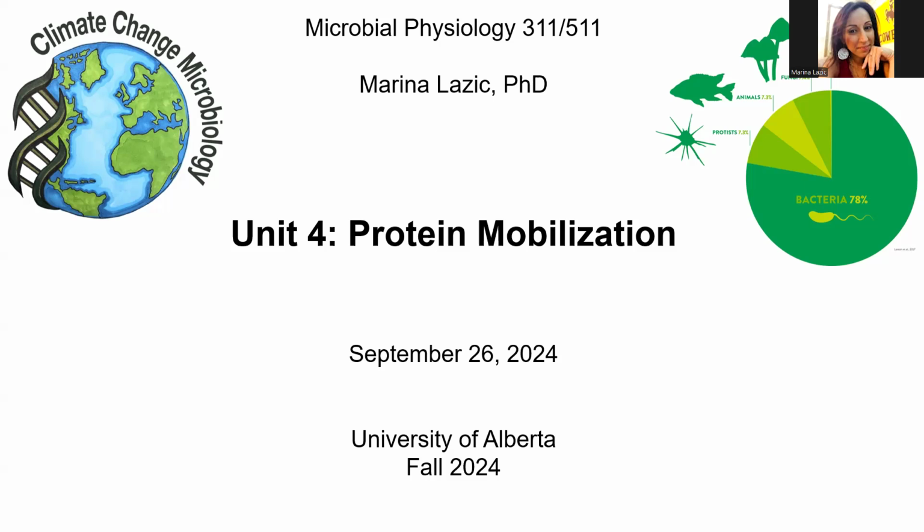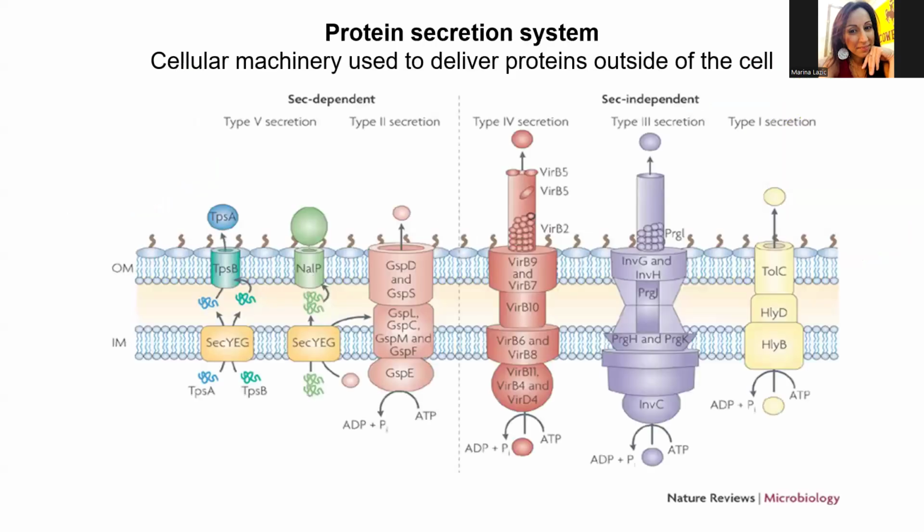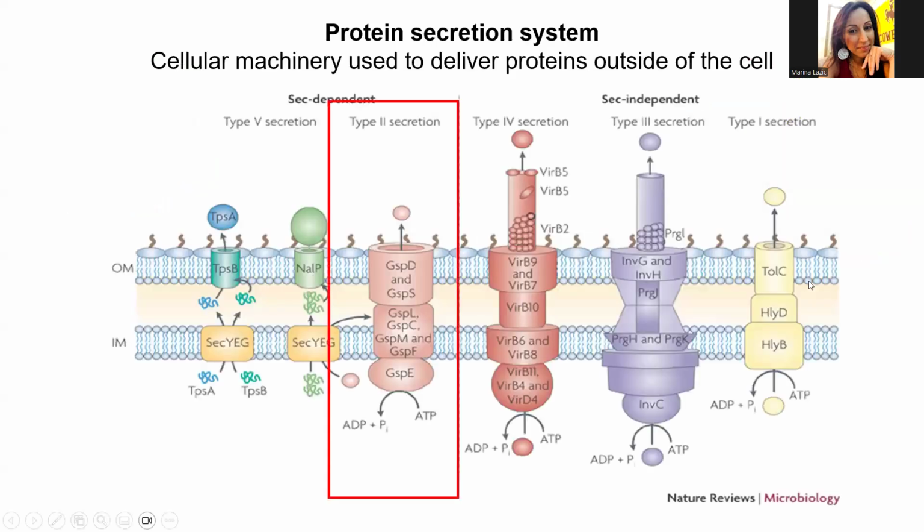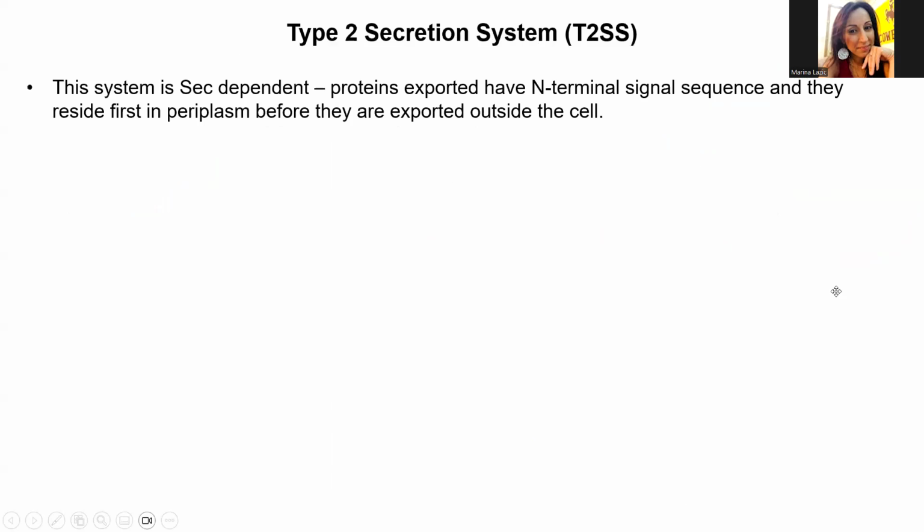Because the next one that comes is going to be Sec dependent. It's called GSP, so you're going to have a lot of mechanisms. It's called GSPDE, and this is the one students found the most complicated. The process will still involve ATP, but there will be that periplasmic event, and that's why it's Sec dependent. So if you thought type 1 is complicated, wait to hear about the type 2 secretion system.